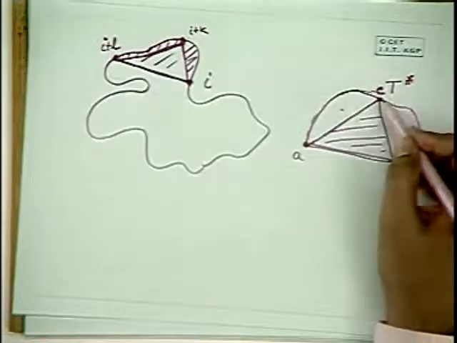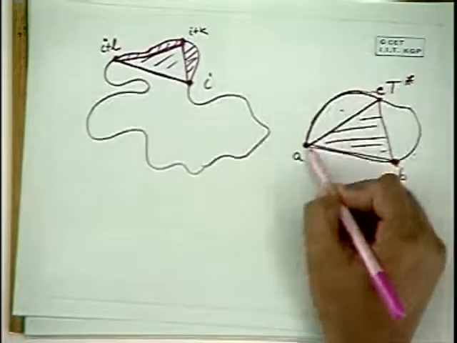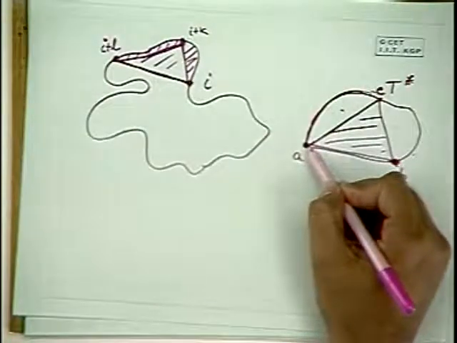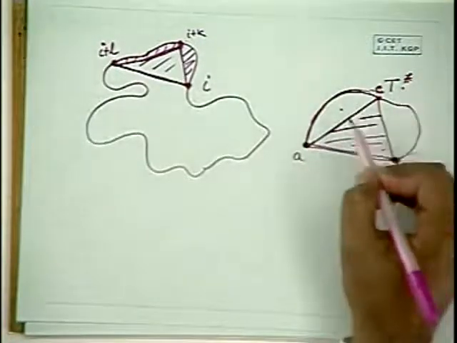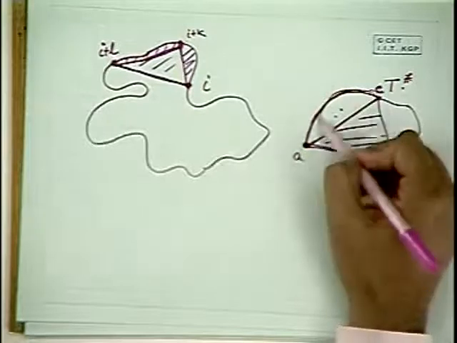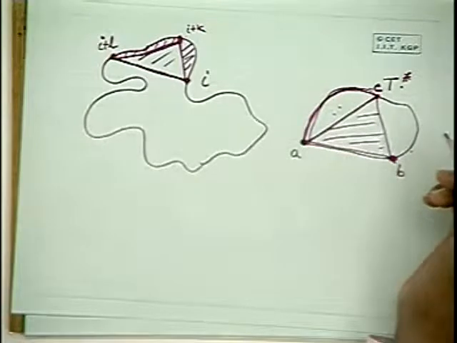Can you follow what I am saying now? The triangulation given on the part AC and this curved portion, which is imposed by T star, must also be optimal for this polygon. That's my claim. Is it clear? Is it clear to everybody or not?